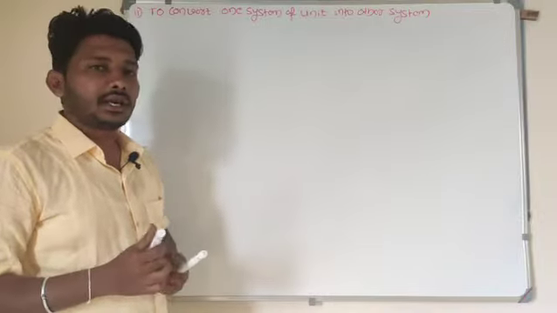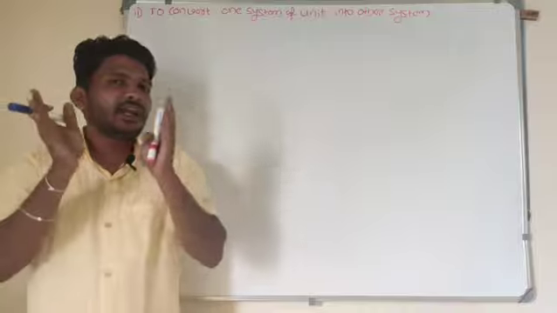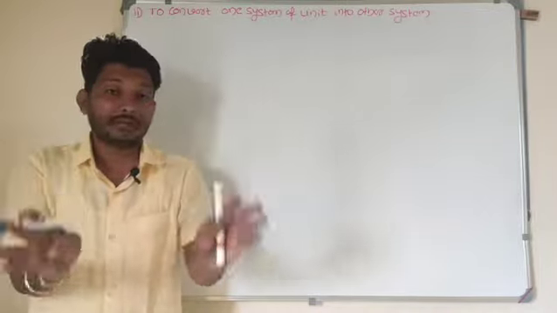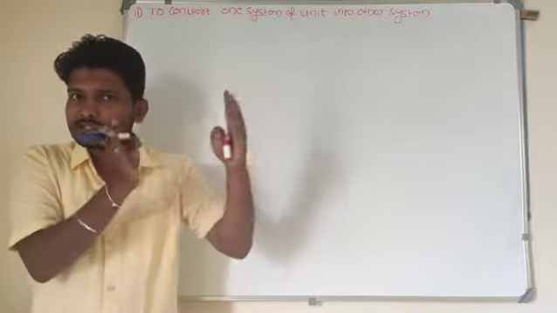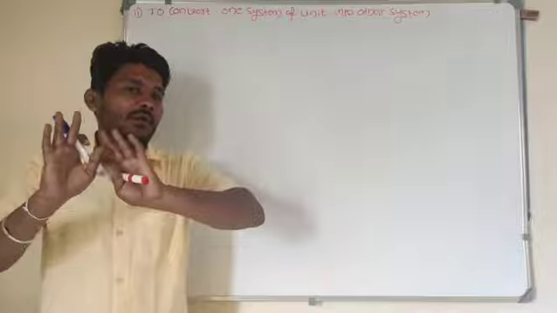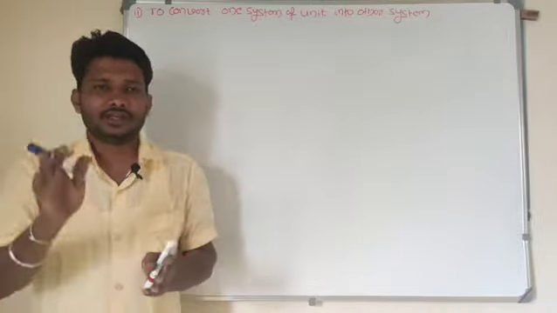What's the logic I need to use in order to convert one system of unit into another system? I said that in order to convert one system of unit into another, the quantity remains the same. For example, 1 kg is equal to 1000 gram only, 1 meter is equal to 100 centimeter only. The quantity will not vary. I am just changing the unit here.